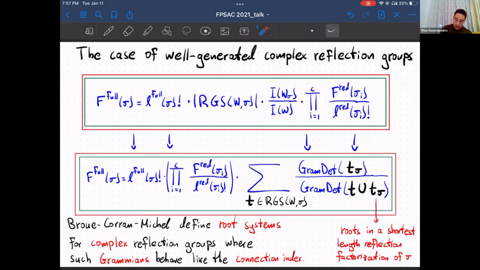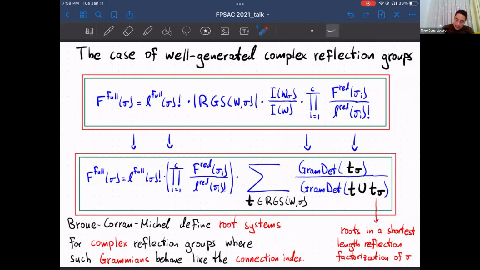The true formula has this object becoming a summation. So instead of just adding the index of one group over another, for each relative generating set, we calculate the quotient of two Gramian determinants. Now for experts, it's clear that the connection index can be realized as a Gramian determinant with associated roots. But in complex reflection groups, these Gramian determinants are complex numbers. They're not integers. And somehow magically, when you add them together, they become integers and they count something.